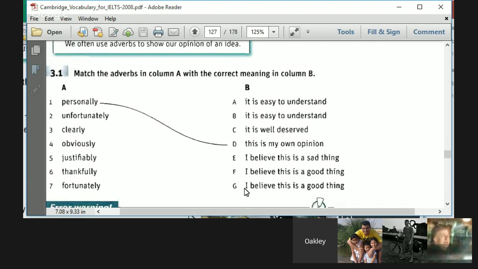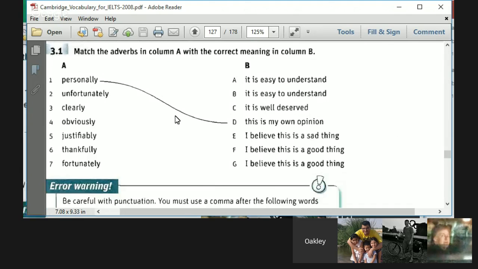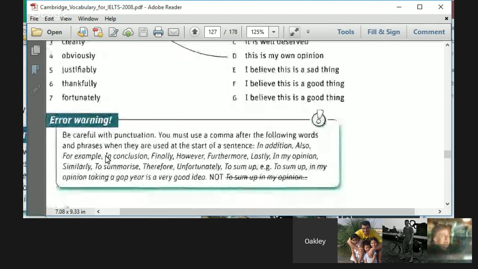Fortunately, I believe this is a good thing. Okay. Warning, warning. All right, a very common mistake. Be careful with the punctuation.